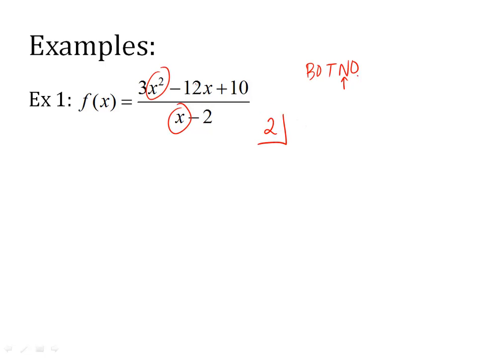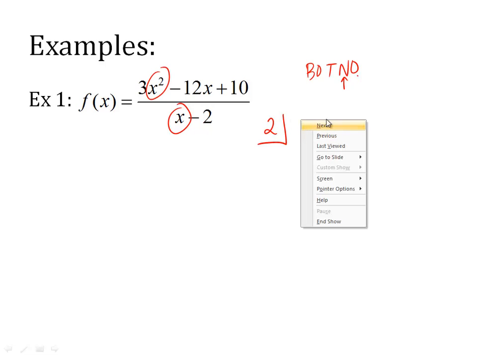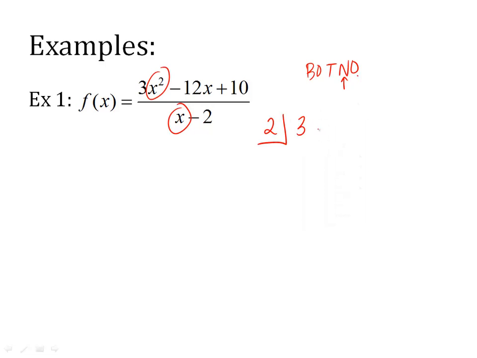So use a positive 2. And in the division problem, I put my coefficients in order: 3, negative 12, 10. Divide it out. 3 times 2 is 6. Negative 12 plus 6 is negative 6. Negative 6 times 2, negative 12. And 10 minus 12 is negative 2.